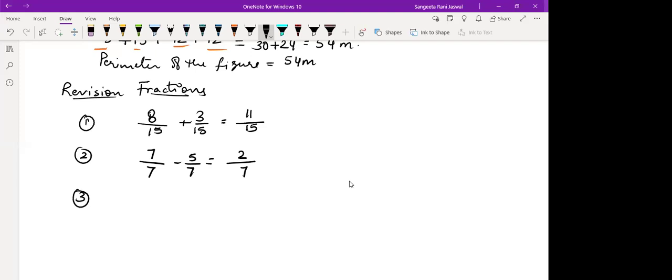Okay, now let's take some unlike fractions. Add 1 by 6 and 5 by 8. Now how do you add this when you have different denominators? Just a revision now. When we have different denominators, we always take the LCM of these two denominators. So what is the LCM of 6 and 8? Who can tell me? Ma'am, 24. Yes, 24. So this is 2 into 3 into 4, and here comes the LCM, 24.